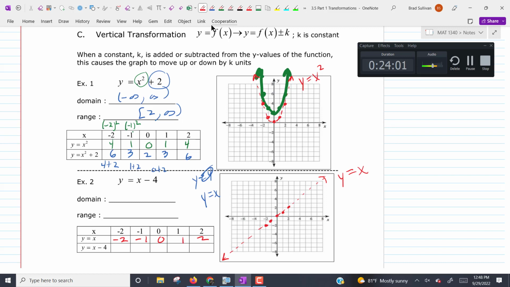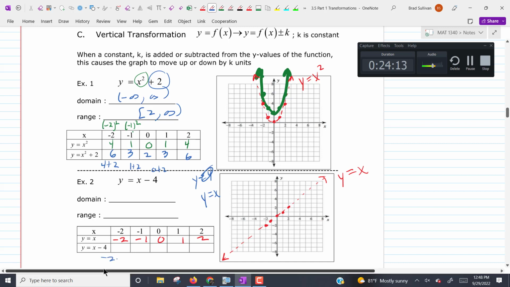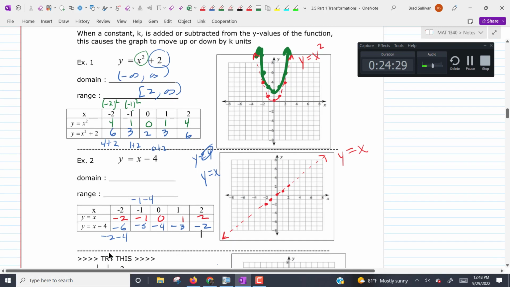So you do negative 2 minus 4, negative 1 minus 4, 0 minus 4, and so forth. I just add in your head. Don't get your calculator out to do that. Okay, so we got negative 2 minus 4 is negative 6. Negative 1 minus 4 is negative 5. And then this would be negative 4. And then 1 minus 4 would be negative 3. 2 minus 4 would be negative 2. Okay, that's going to cause everything to go down.